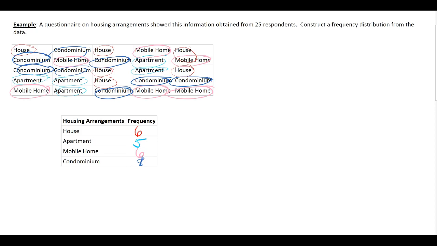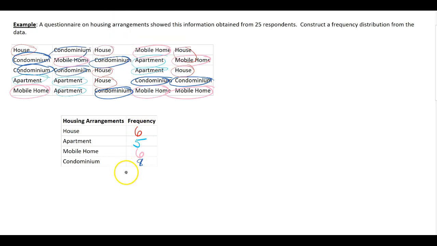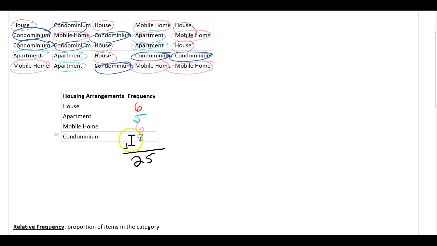And what I want to do is I always want to make sure, does this add up to our total? So if I add those up, I have a total of 25, which is what I want because it tells me that there's 25 respondents, and if I count up here, there's 25. So I have my frequency distribution.